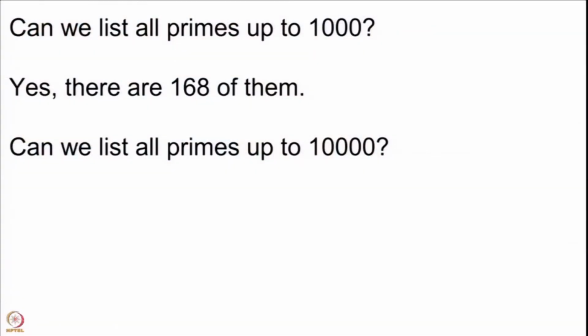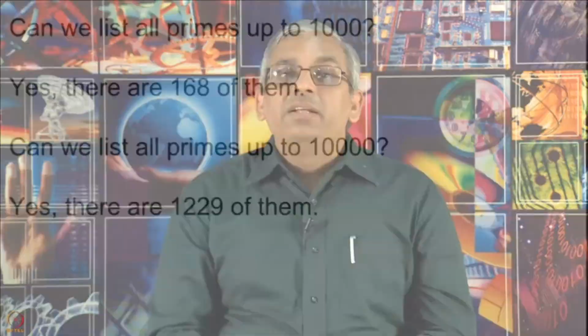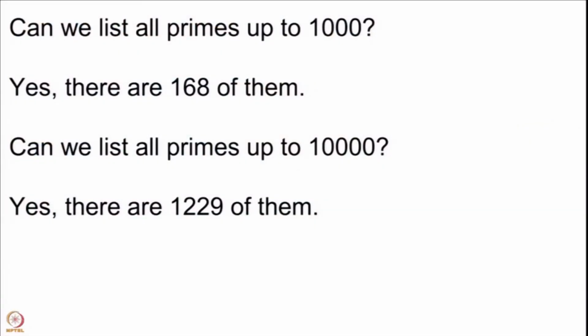Can we list all primes up to 10,000? Yes, we can. I can tell you the number. There are 1229 of them. Once again we went from 1000 to 10,000 by multiplying by 10, and the number 168 did not get multiplied by 10, it got multiplied by a number which is slightly smaller than 8.